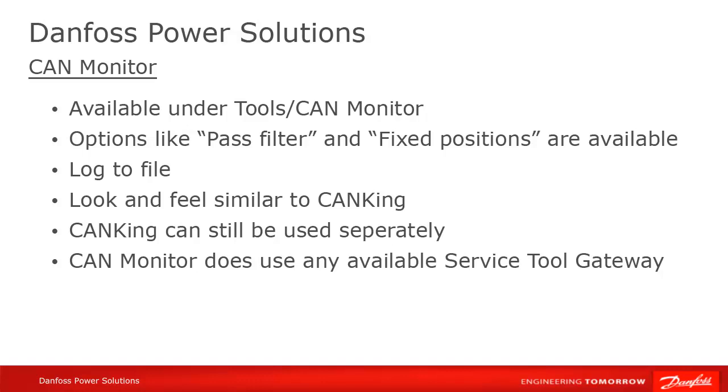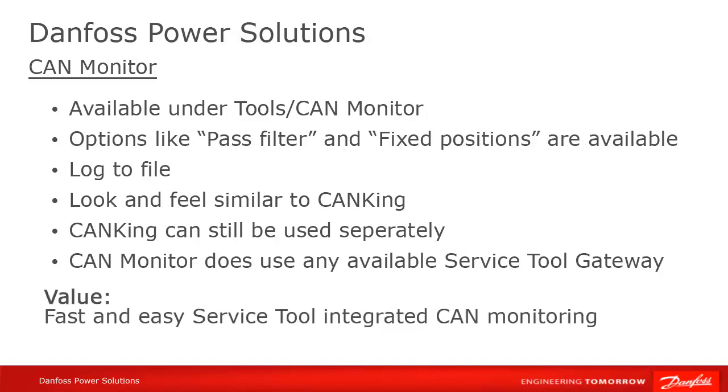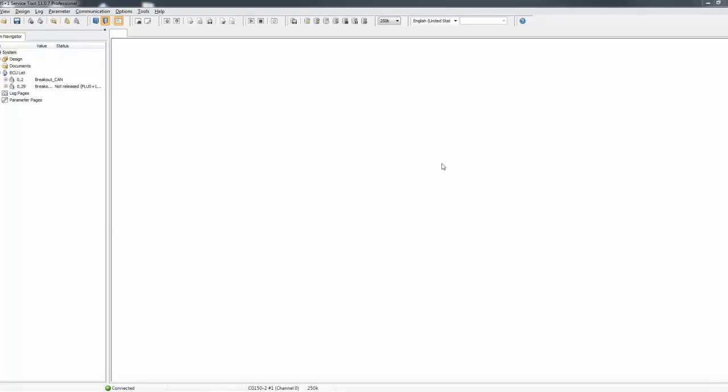It has been implemented in PLUS+1 Service Tool for fast and easy CAN monitoring, and the tool provides it for any of the available Service Tool gateways. Other third-party tools like CanKing or CANalyzer can still be used separately via the CG150 gateway only. You can open the CAN monitor via Tools in the Service Tool.